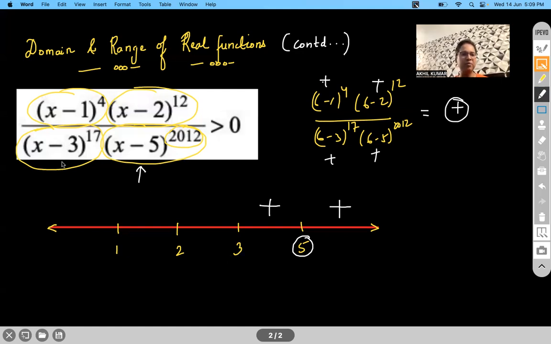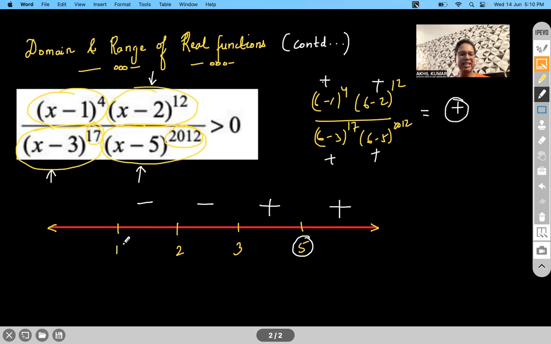Next. Now you are crossing 3. So 3 comes from this factor. This factor has a power of 17. 17 is an odd number. So if it is odd, you will switch the sign. So if you switch plus, it will become minus. That means reverse the sign. Switch the sign means reverse the sign. Okay, next. The number you are crossing now is 2. 2 comes from this factor. Again, this factor has got power of 12. 12 is even. So again, retain the sign. So even means retain the sign.